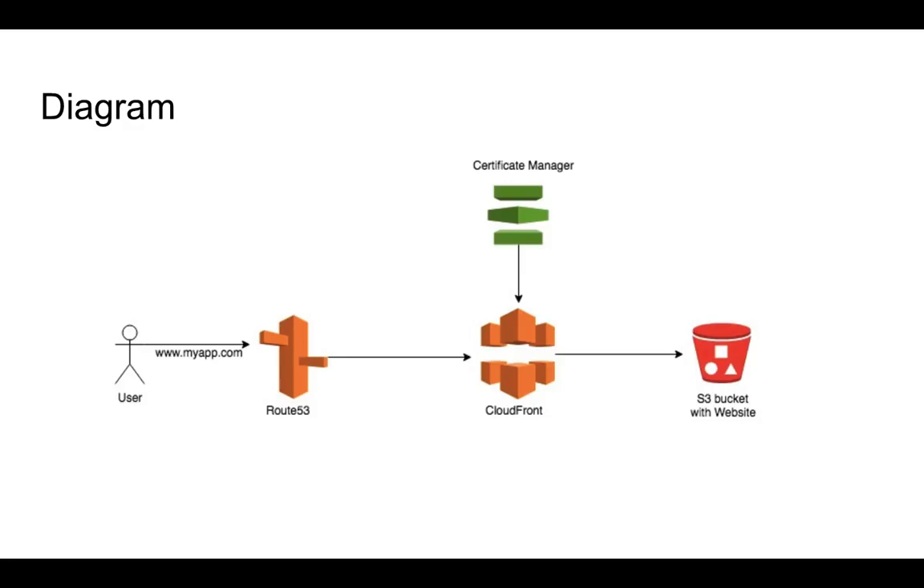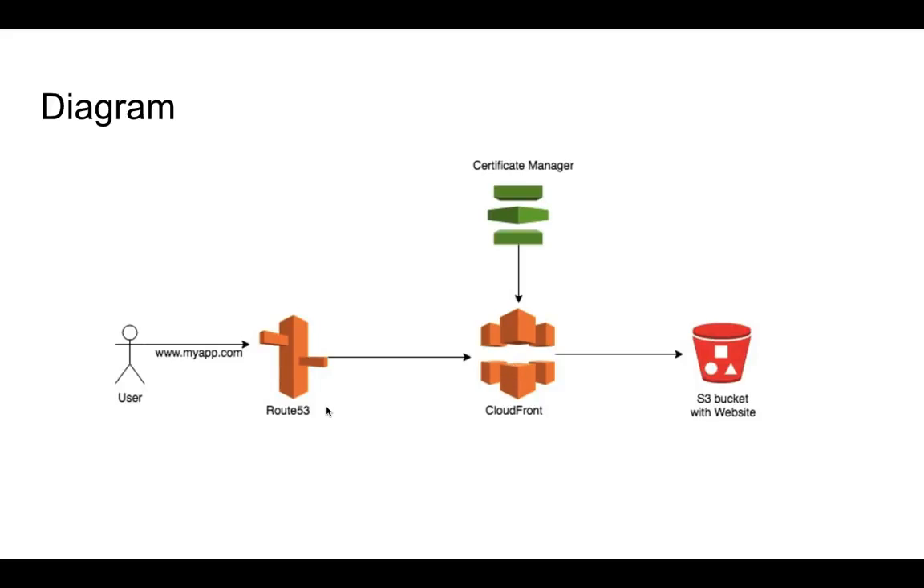So let's go into our diagram. This is basically a simple architecture for our application. Our website will be hosted on an S3 bucket which is configured as an origin to CloudFront. And Certificate Manager, we will get a certificate from it and apply it onto the CloudFront so that our website will support SSL.